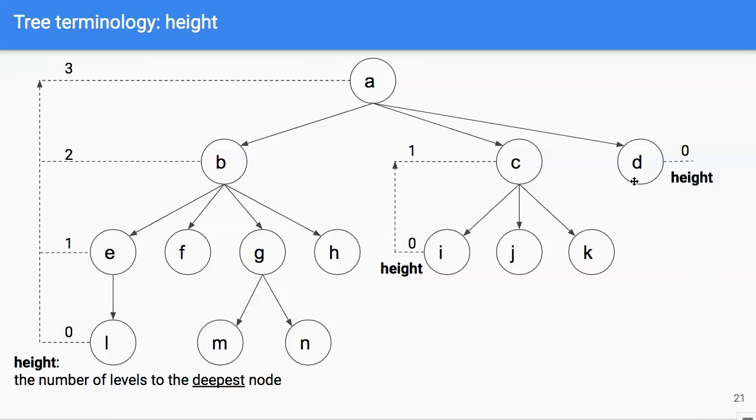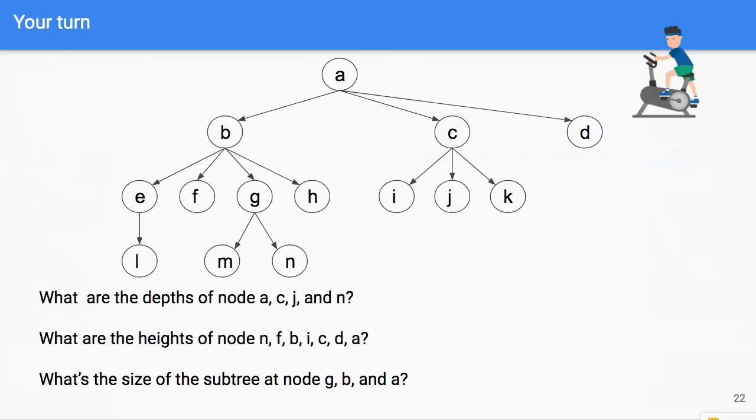And by the same definition, the sibling of C, D, is itself a leaf node, so it is at height 0. So here are a few exercises for you to make sure you understand the concepts of depth, height, and size. So please pause the video and give these a try. And here are the answers, and please verify those against yours. So that concludes our introduction to the concept of general trees.